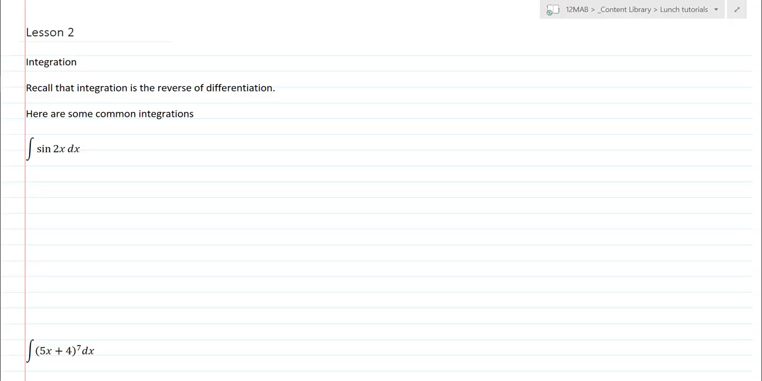Okay, so integration. Here's a run through some simple integration questions that I think will really help you with your exam. There are some simple familiar questions in the exam, and if you can do these, you'll be able to do those, and it's certainly a bonus to your marks.